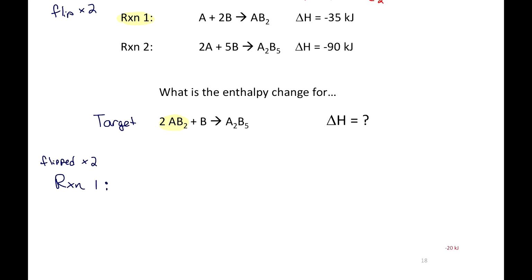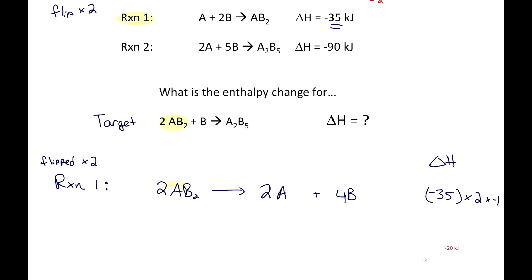So the products become the reactants now. So 2AB2 goes to what? 2 A's and 4 B's. So I flipped and doubled the reaction. So what does that mean about delta H? I have to flip and double it, right? So that number that's given, so negative 35, I have to multiply it by 2 and by negative 1 because I flipped and I doubled it. All right. So I got the AB2 on the correct side, right? So that means I just have reaction 2 to play around with.